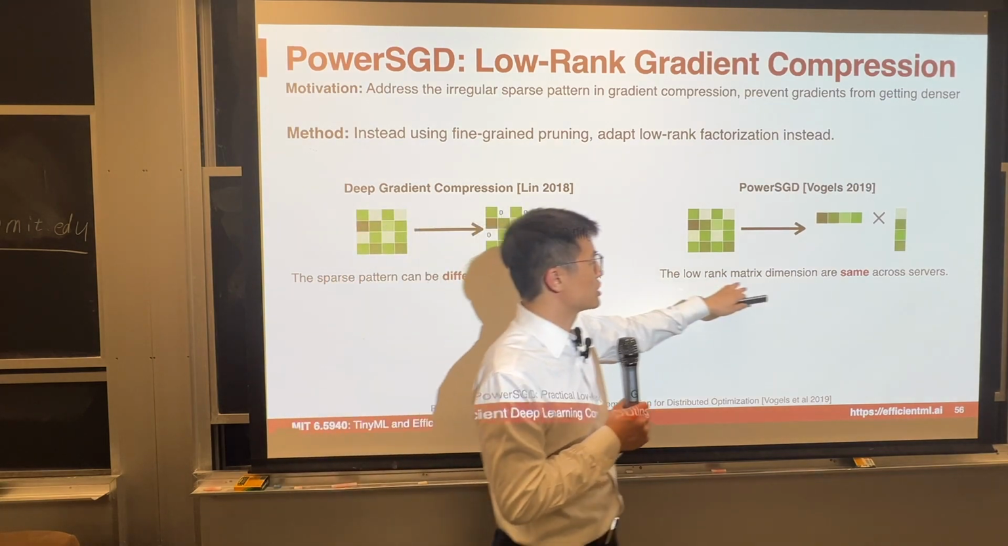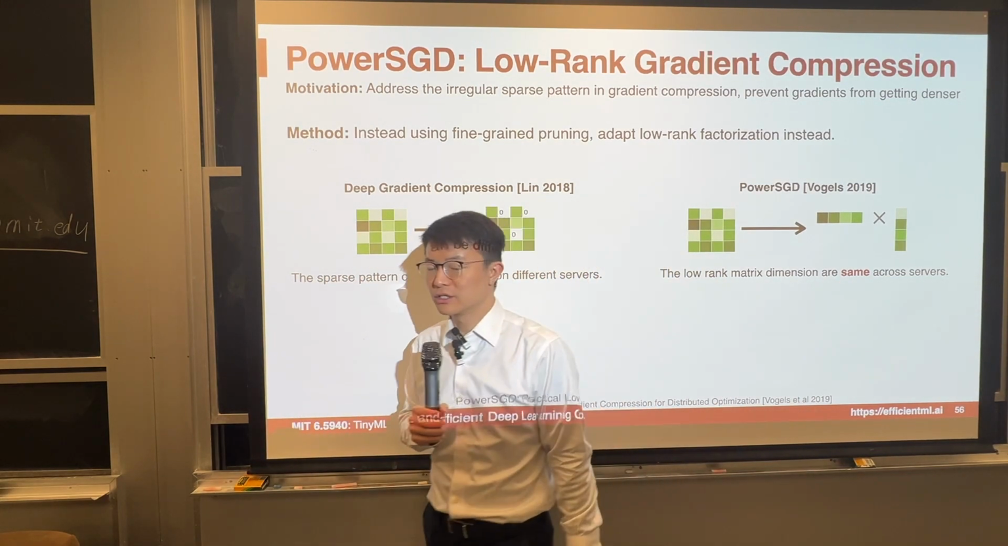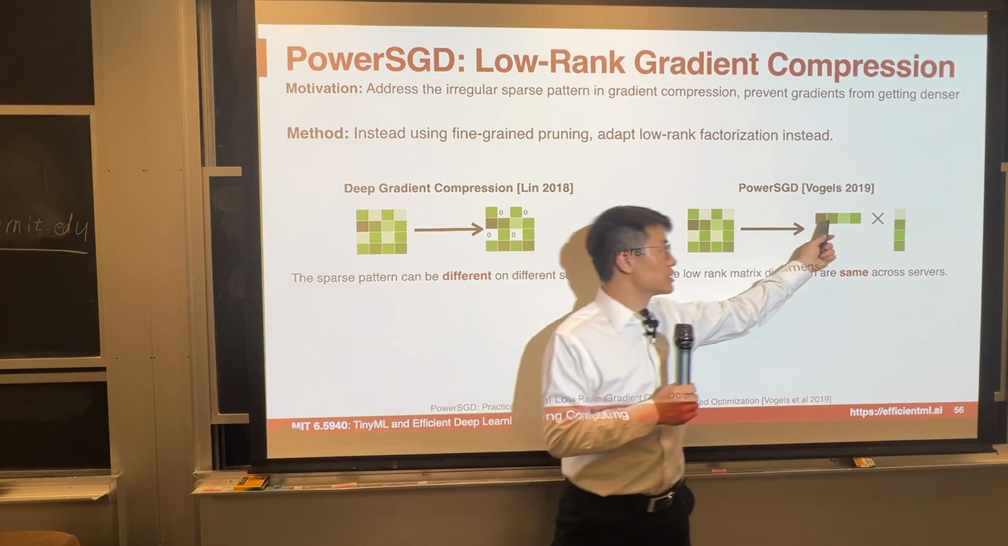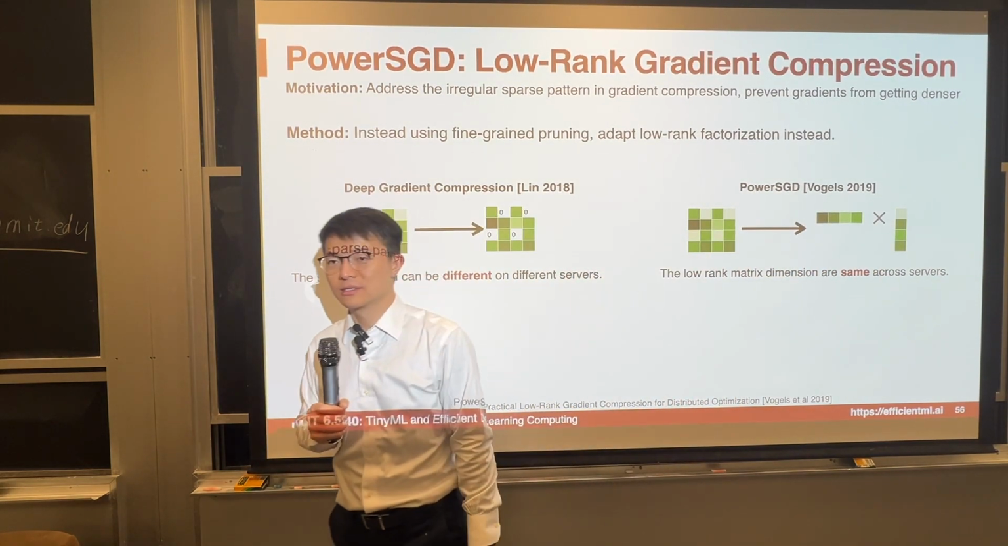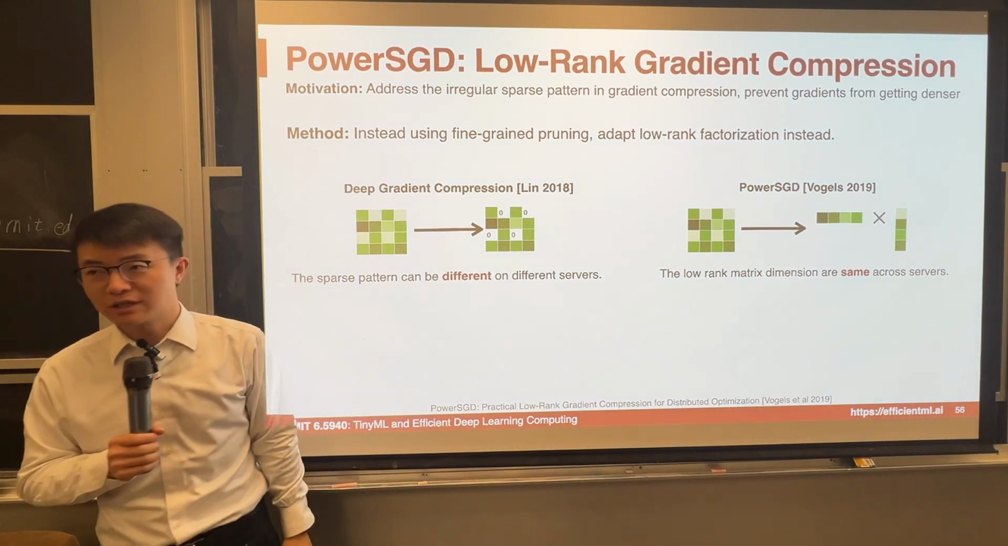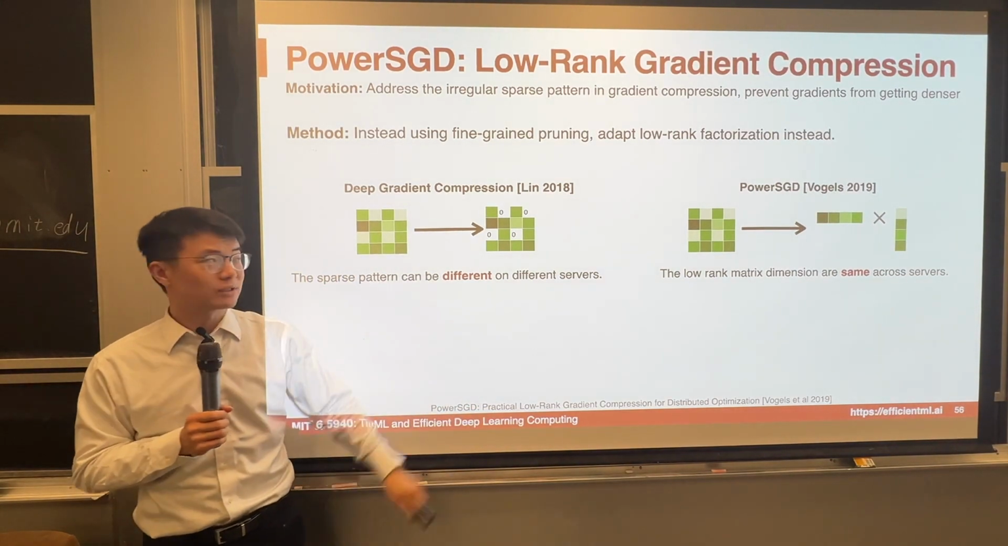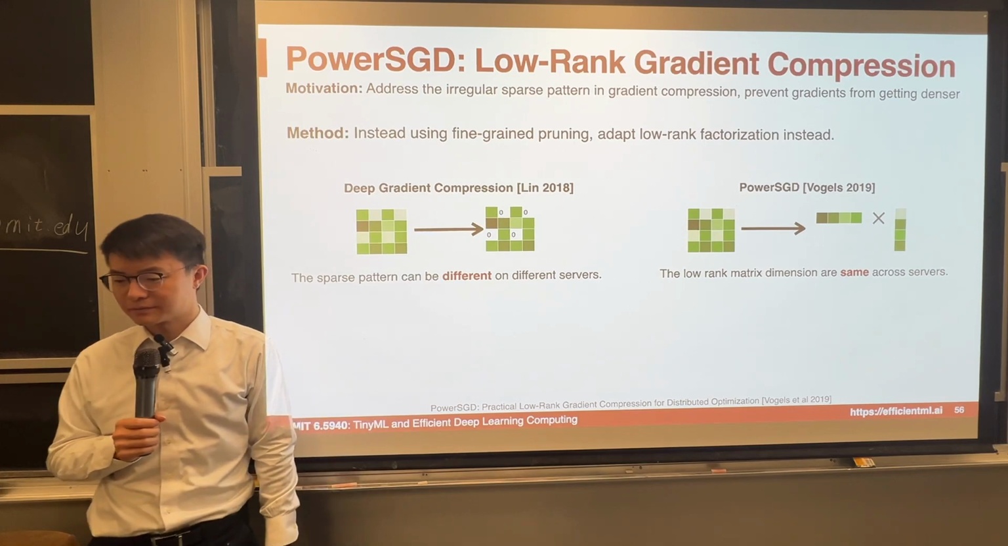The low-rank matrix dimensions are the same across different servers, so they just need to communicate 8 elements in this way rather than 16 elements. No matter how many iterations they communicate, it's still 8, rather than this one, which might get denser.